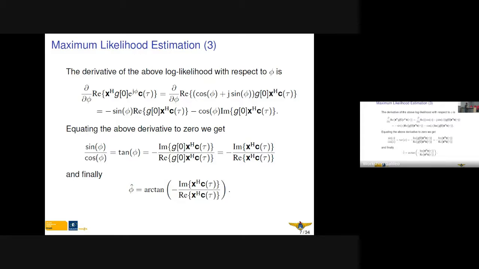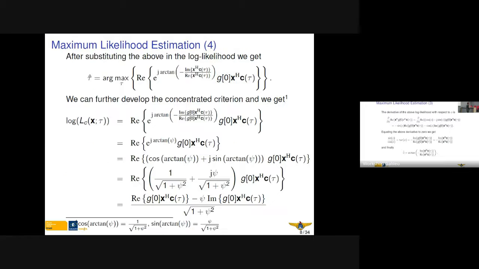And when we now want to estimate phi, we have to take the Arcus tangent of this ratio, so minus the imaginary part of the cross correlation divided by the real part. That's nice. We have now an estimate of phi. We can plug this in again into the log likelihood. It's getting a little bit cumbersome now. But we can resolve that.